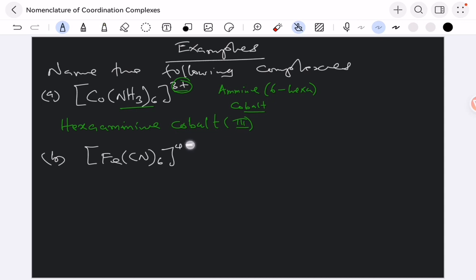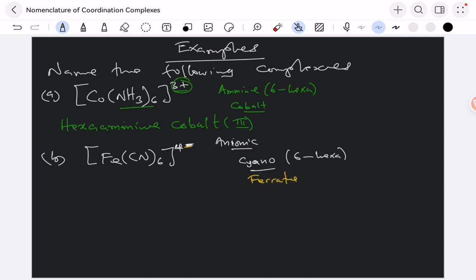As you can see, there's a negative here, so the entire compound is anionic in nature. So remember, when it's anionic, then the metal ion is affected. So we have cyano, because it's on the negative side. Then there are 6, which is hexa. Then the metal that we have here is iron, but it's on the negative side, so it becomes ferrate.